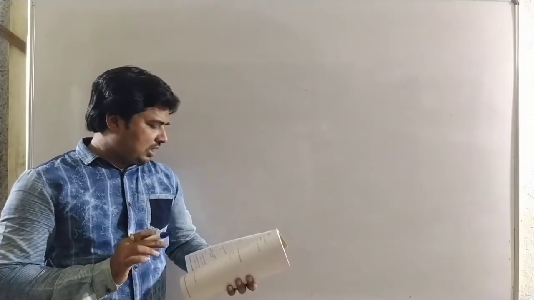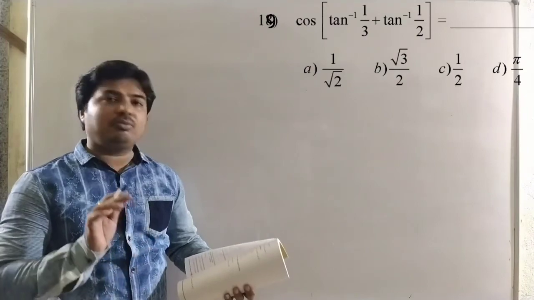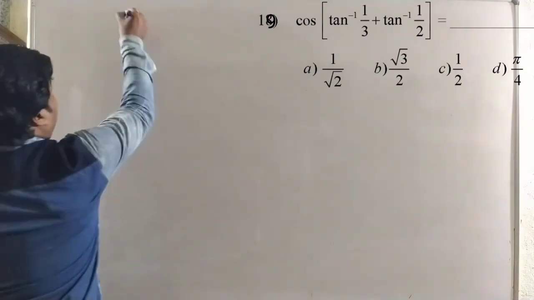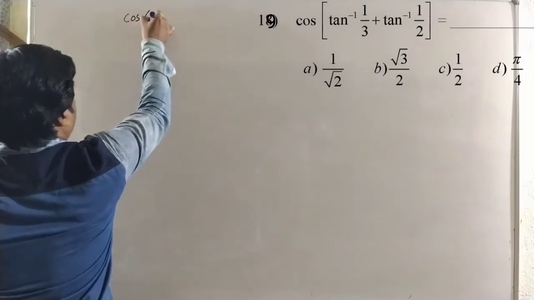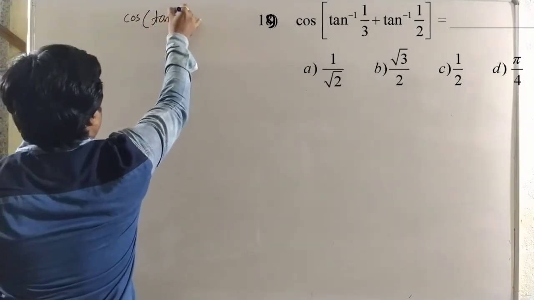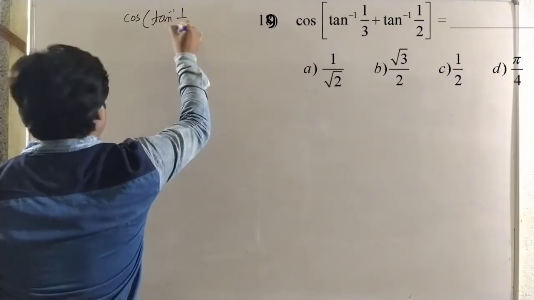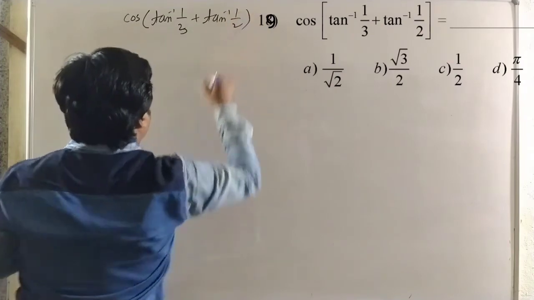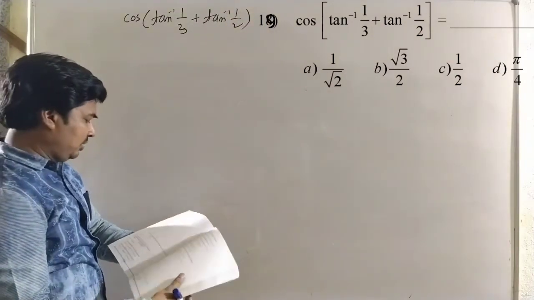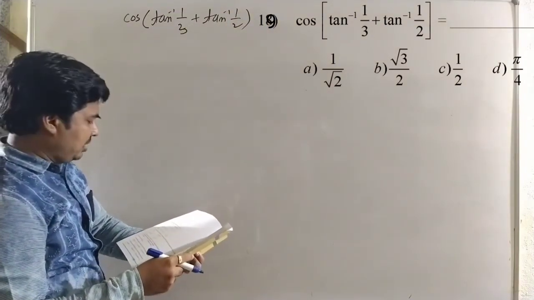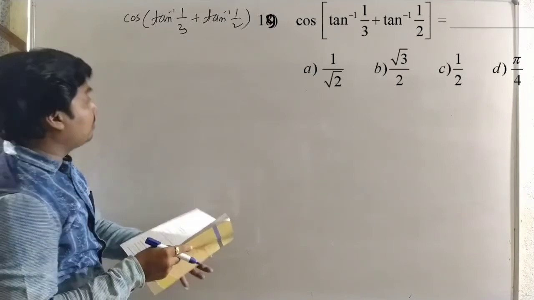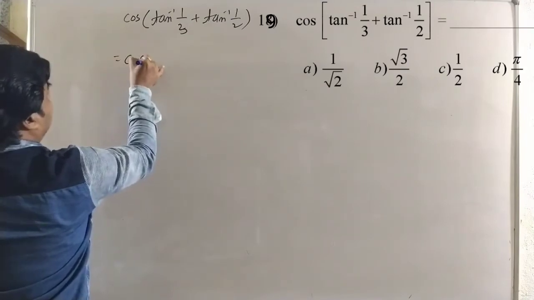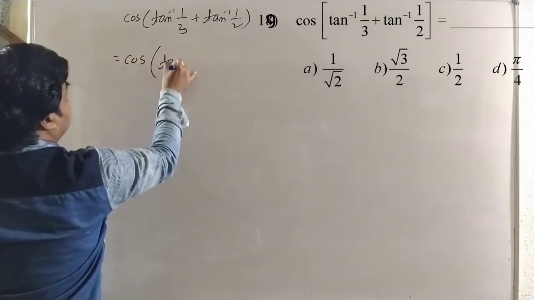Now the next question, number 18. Cos of tan inverse 1 by 3 plus tan inverse of 1 by 2. Again the same calculation as the previous examples. Here we want to find the value of cos of tan inverse 1 by 3 plus tan inverse of 1 by 2. Now we calculate this by using the formula.